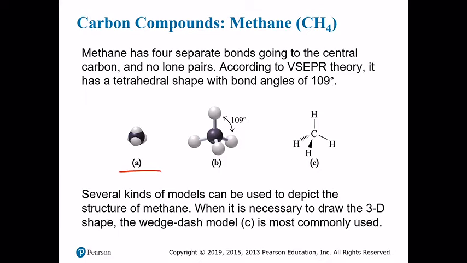Picture A depicts this with a space-filling model that shows the atoms as spheres just stuck together. Picture B is a ball and stick model, which is similar but has more separation between the atoms, and so it shows the bonds as rigid sticks or rods connecting them. Picture C depicts methane with the wedge and dash bonds to approximate the 3D shape, as we saw in the previous chapters. And this is the most common way to draw the 3-dimensional structure of a molecule because it doesn't really require any special artistic talent.